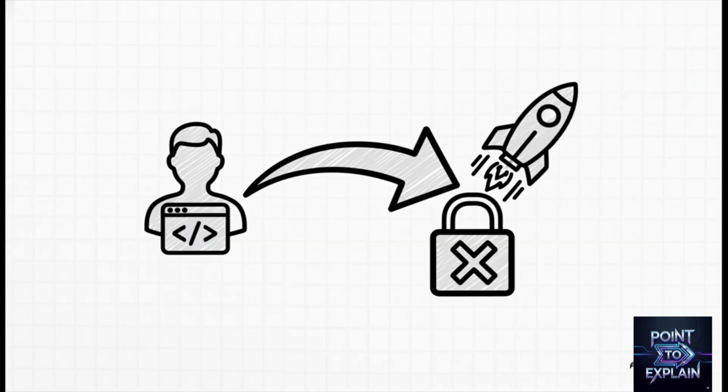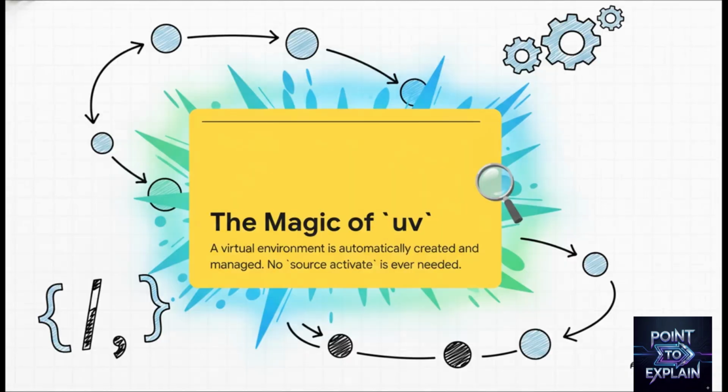And now for my favorite part. To actually run your code, you just type UV run. That's it. Wait, did you notice what's missing? There's no source .venv/bin/activate. You never have to activate a virtual environment again. This right here is the secret sauce. The very first time you run a command, UV just automatically creates and manages a virtual environment for you, completely in the background. It's always there when you need it, but you never have to think about it. You can just focus on your code.